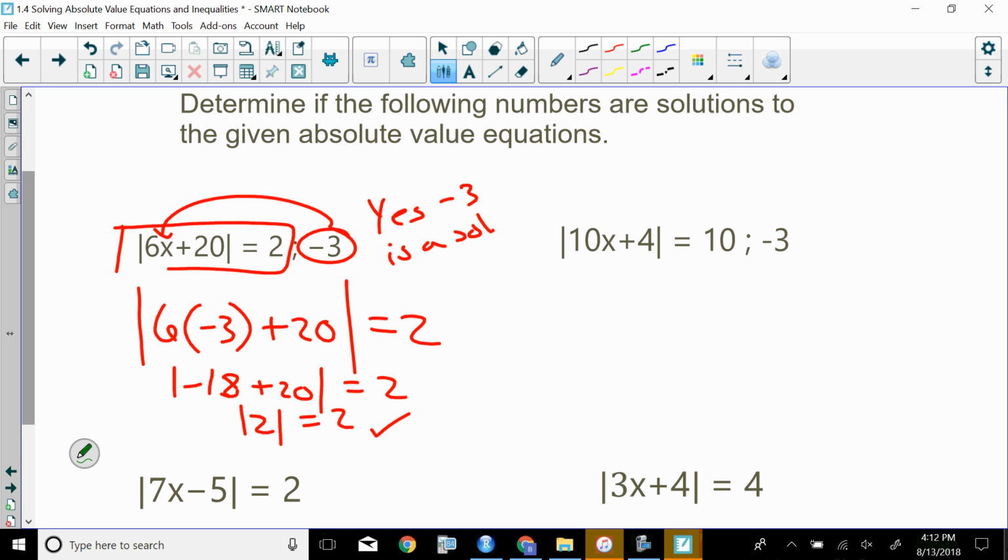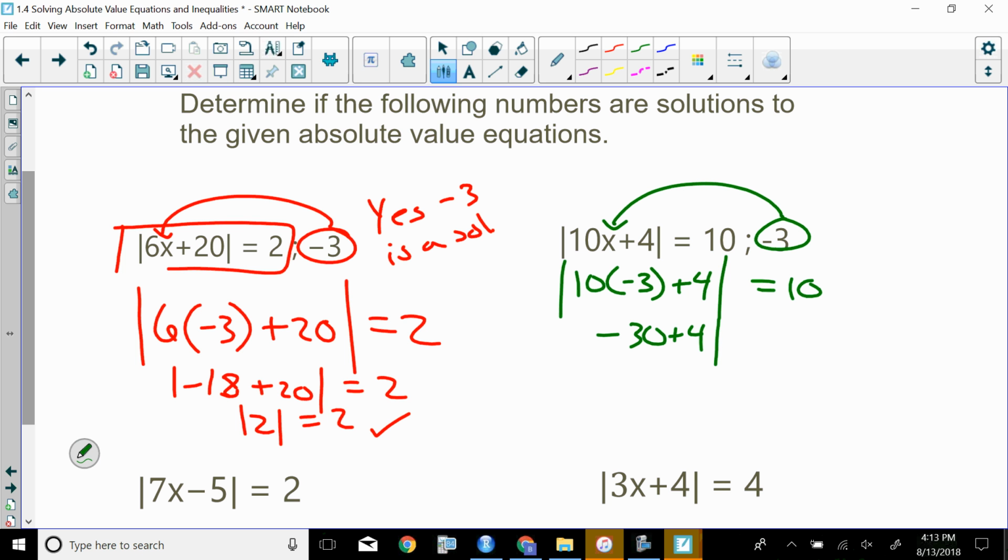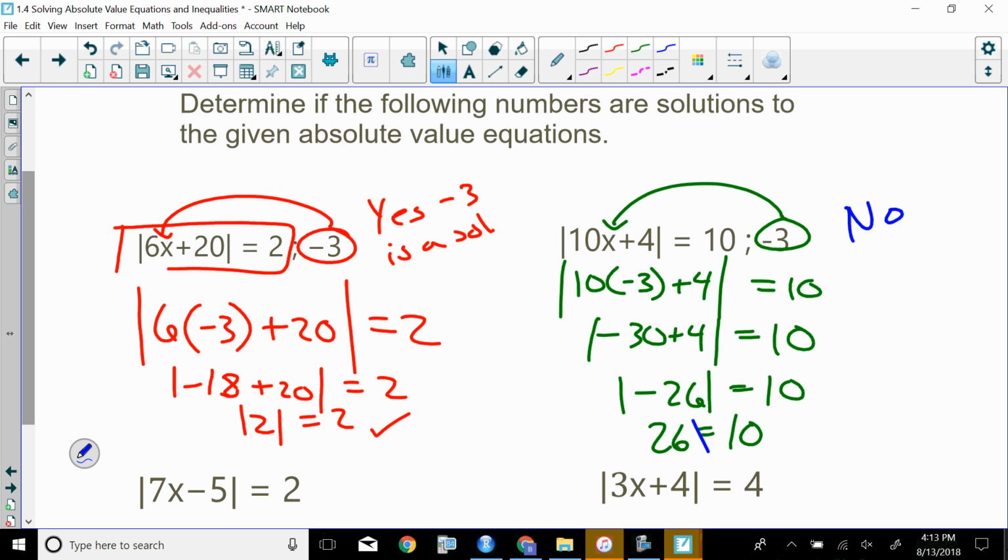Okay, let's jump over here. Is -3 a solution in here? Well, that'd be 10 times -3 plus 4, absolute value of that equals 10. That'd be -30 plus 4, which is -26. The absolute value of -26 is 26. Is 26 equal to 10? Of course, that is not true. So, no, -3 is not a solution.